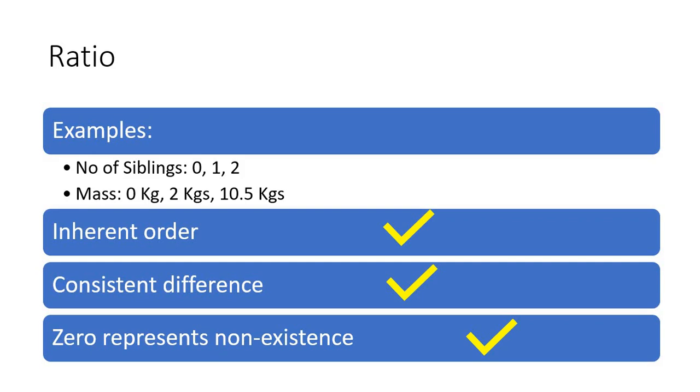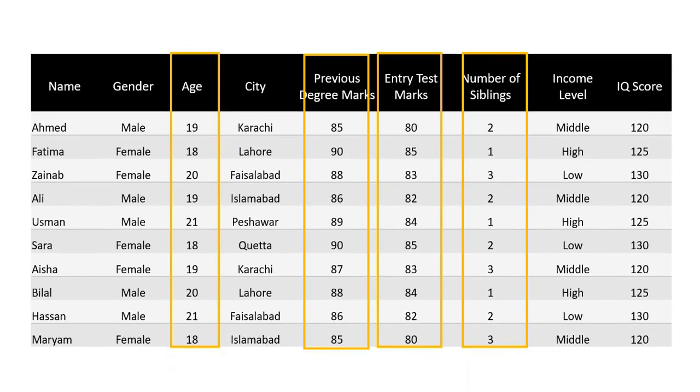So these are the 4 levels of measurement: nominal, at which level there is no inherent order. At the ordinal level, you have an order, but the difference is not consistent. At the interval level, the difference is consistent, but 0 does not represent the absence of something. And at the ratio level, it is the same as interval, with the exception that 0 represents absence of something.